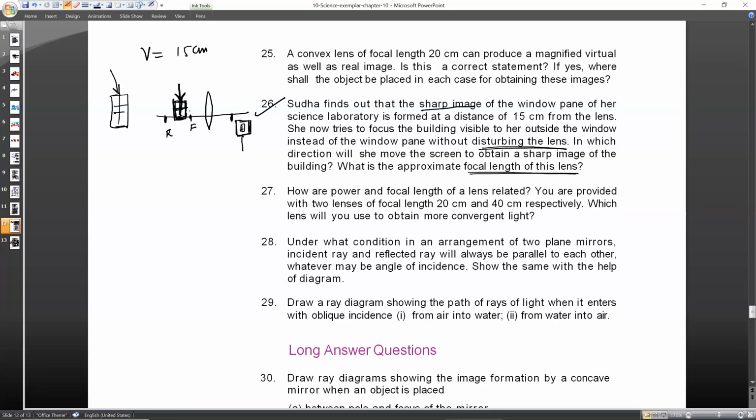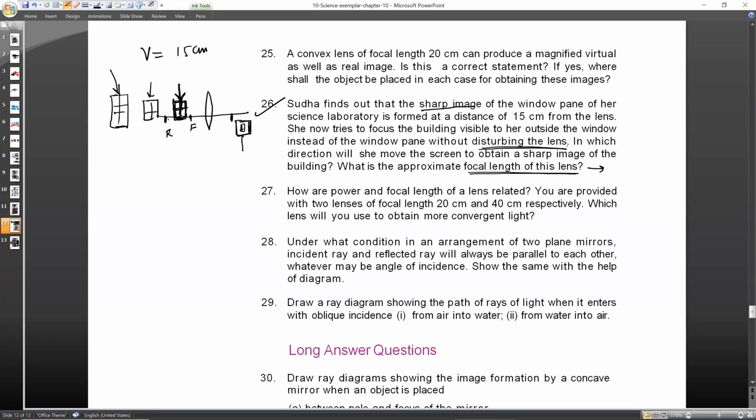And if it is forming a diminished image, you know the window is always bigger, and the screen is not of window size. So probably the window will be placed so that the image will be formed between R and F. So the approximate focal length, if this is 15 centimeter, we can say less than 15 centimeter. Got it? Because it is not given that it is forming an enlarged image or something.